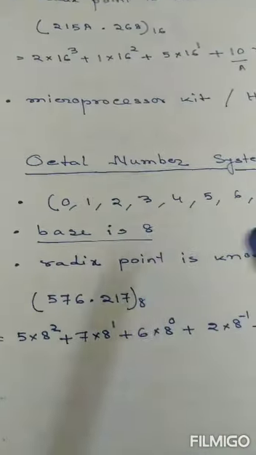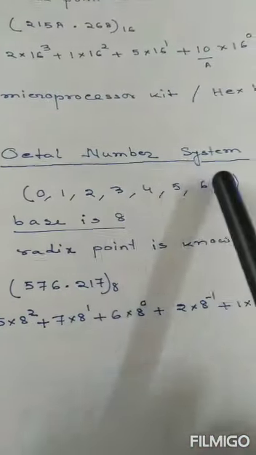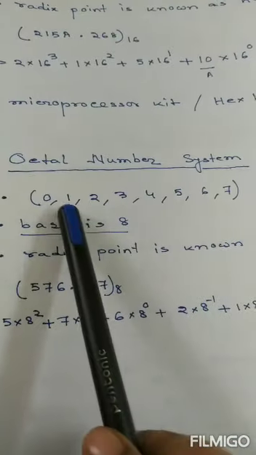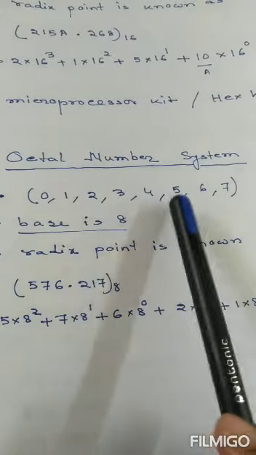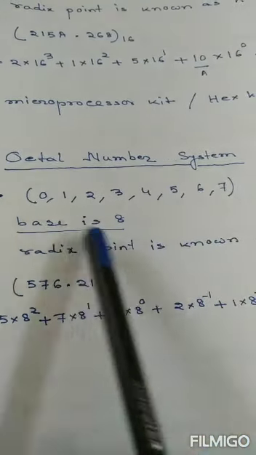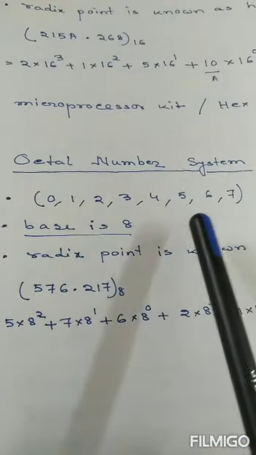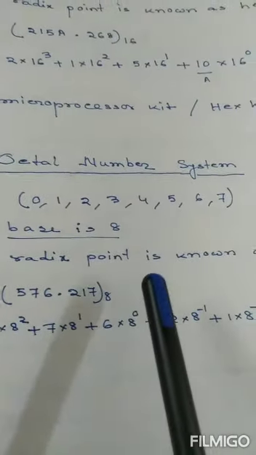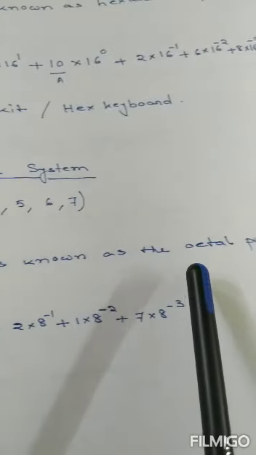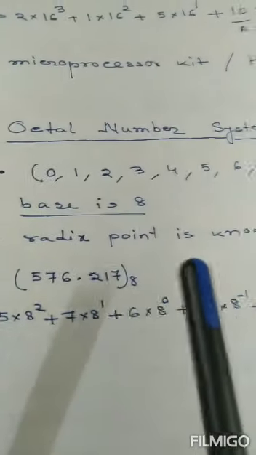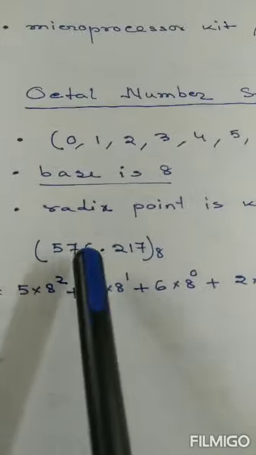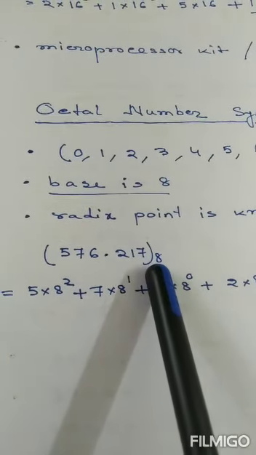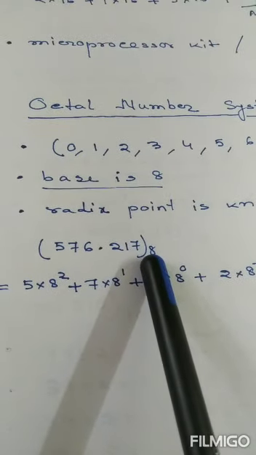Now the fourth one, that is the octal number system. The octal number system consists of 0, 1, 2, 3, 4, 5, 6, 7. These 8 numbers make up the octal number system. So the base is 8 and the radix point is called the octal point. Now the example, 576.217, base 8. So it's an octal number.